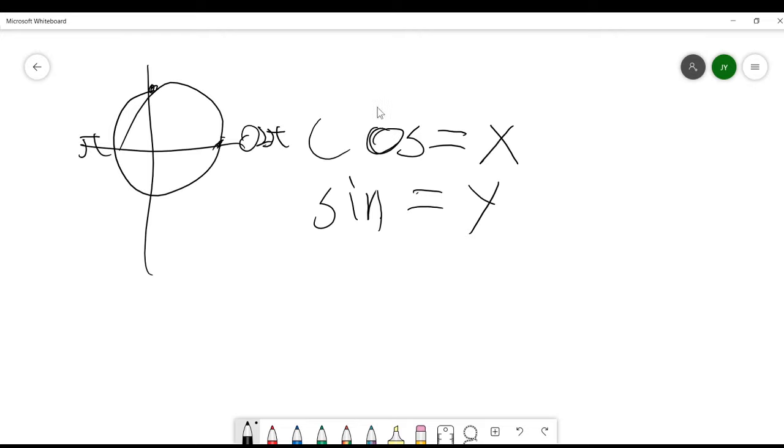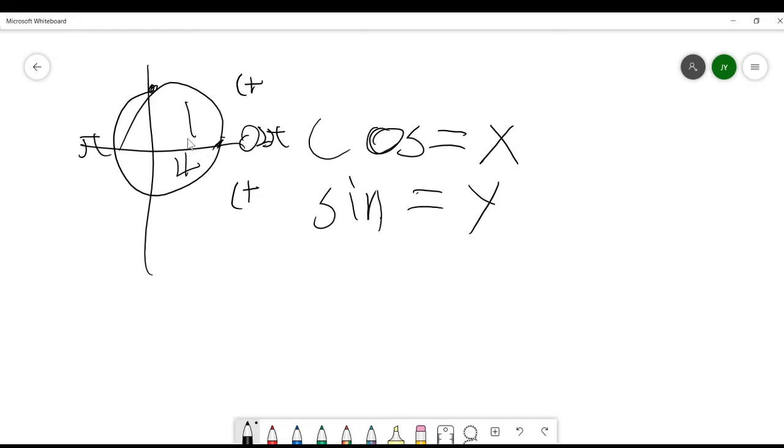Applying this, think of it as a normal xy graph. When is cosine positive? Like, when is the x value positive? The first and the fourth quadrant, right? In the first and fourth quadrant, the x value is always positive. Otherwise, it wouldn't be in the first and fourth quadrant.